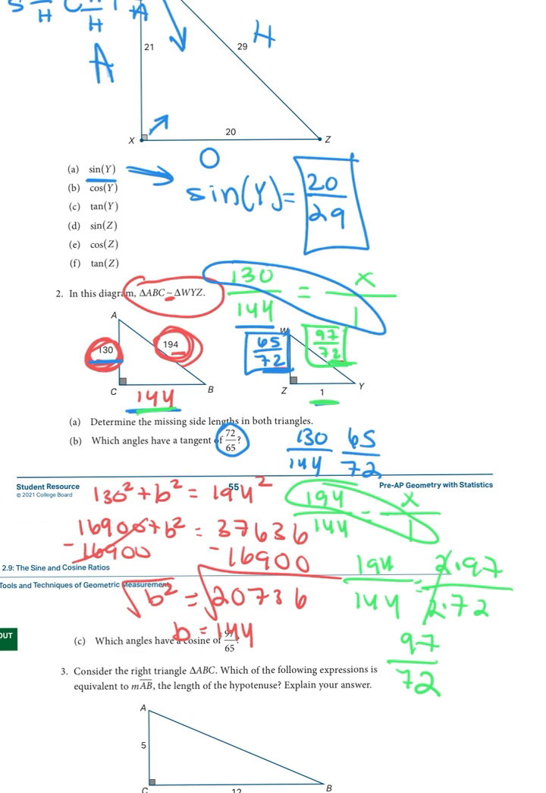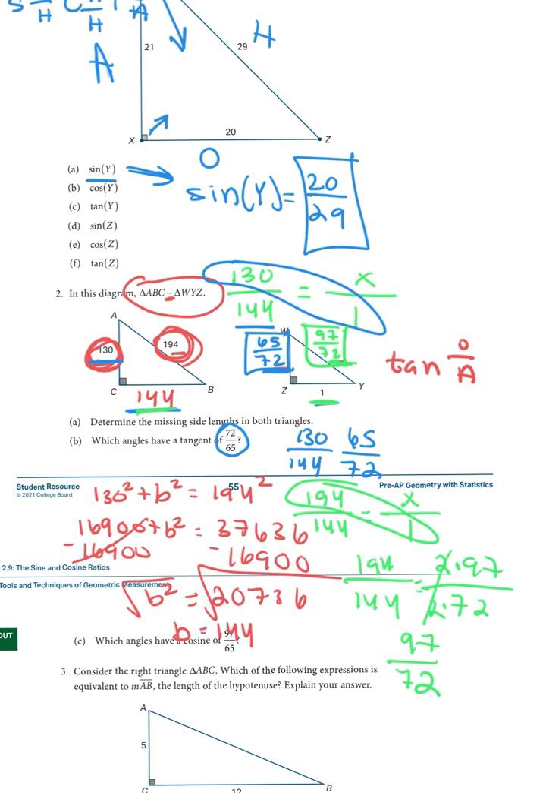All right. So now let's do part B. And part B, let's see, what do they want? Which angles have a tangent of 72 over 65? So we know that tangent is opposite over adjacent. So I'm going to write that down right here on the side. Tangent is opposite over adjacent. And they want to know which one is 72 over 65.